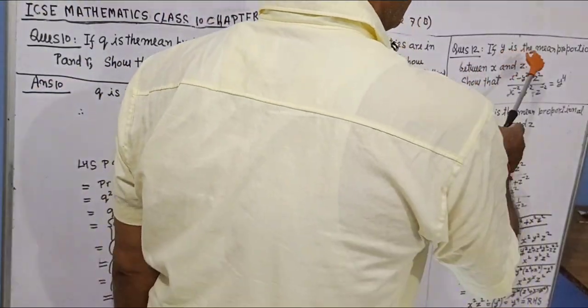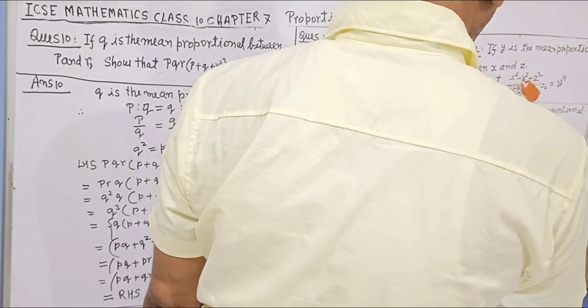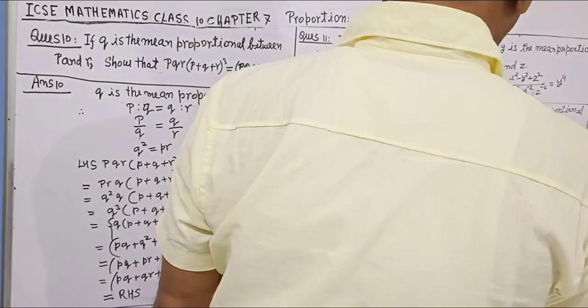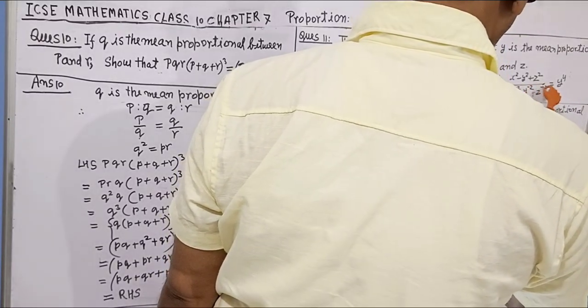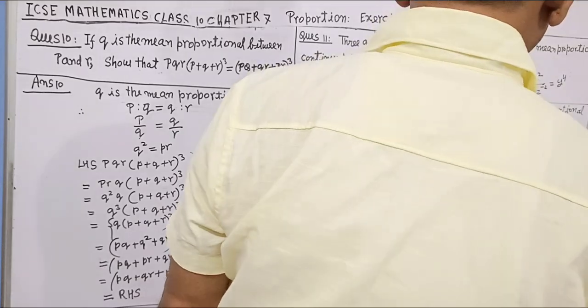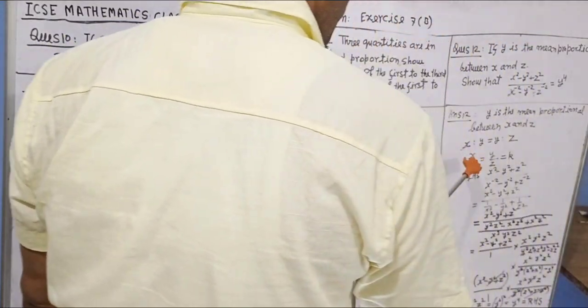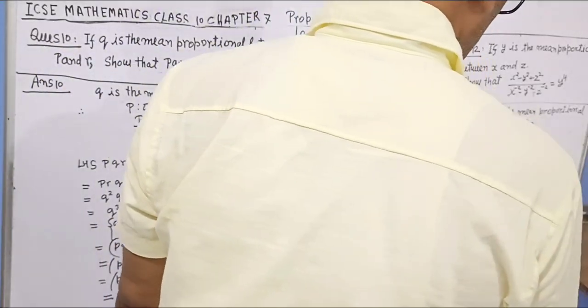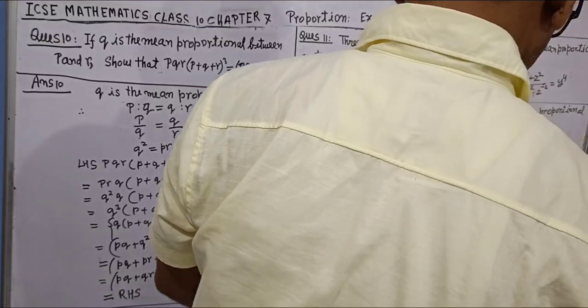Question number 12. If y is the mean proportional between x and z, prove that (x square minus y square plus z square) upon (x to the power minus 2 minus y to the power minus 2 plus z to the power minus 2) is equal to y to the power 4. Answer 12. y is the mean proportional between x and z. x is to y is equal to y is to z. x by y is equal to y by z is equal to k.